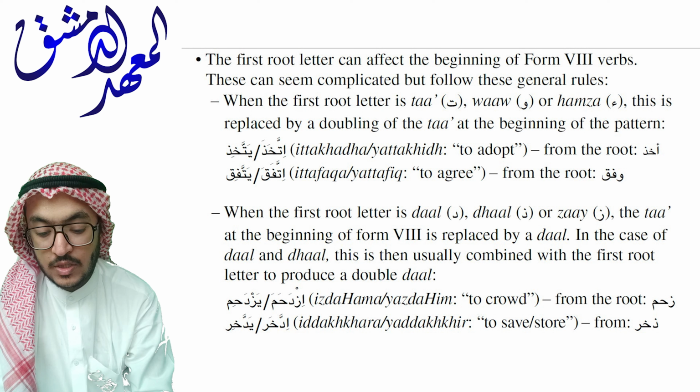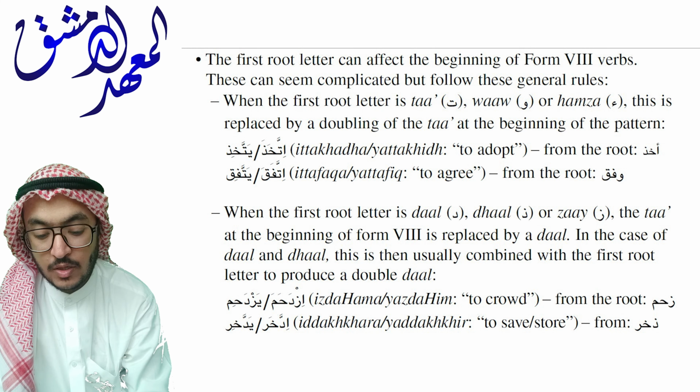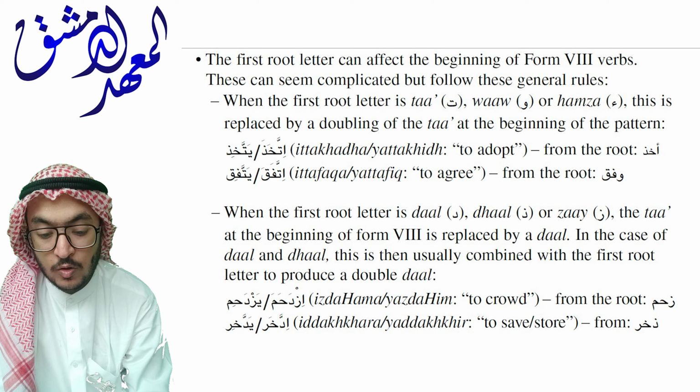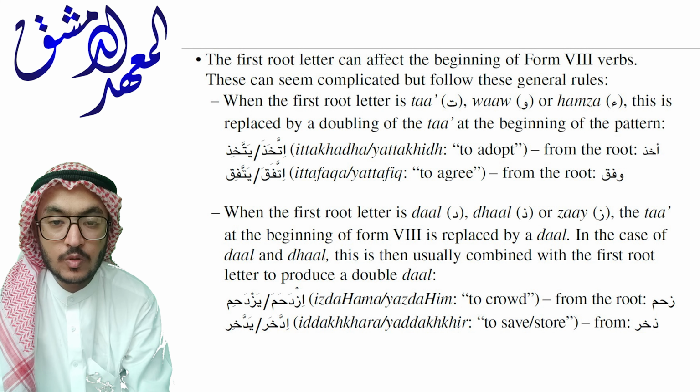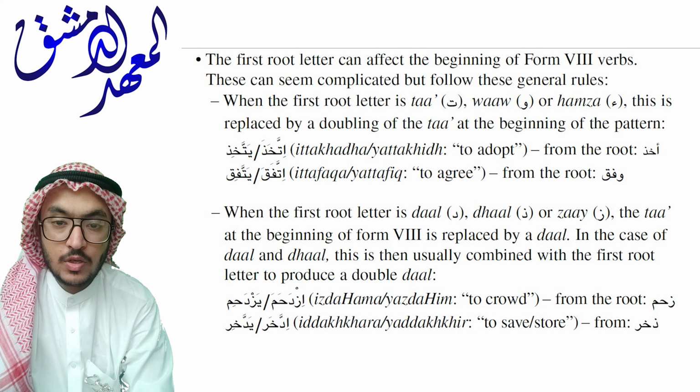When the first root letter is ta, za, sad, or dad, the ta at the beginning of the form 8 is replaced by ta. In the case of ta and za, this is then usually combined with the first root letter to produce a double ta. Ittaraba yattaribu, which means to be disturbed, comes from the word daraba. Ittala'a yattali'u, which means to be informed about, comes from the verb tala'a.